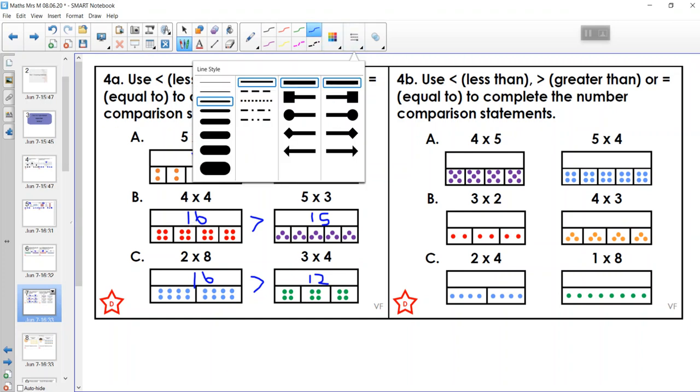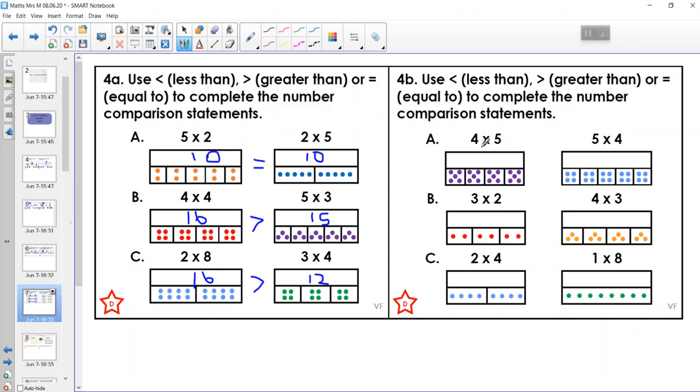Okay, let's see how we've got on. 4 5 times is 20, and 5 4 times is 20. So they're the same.